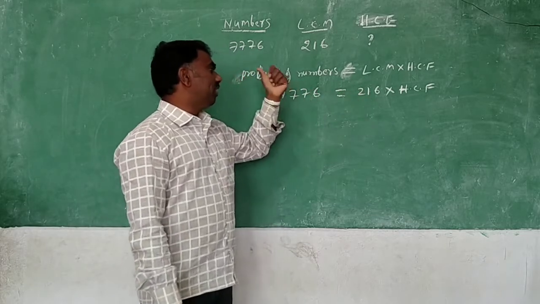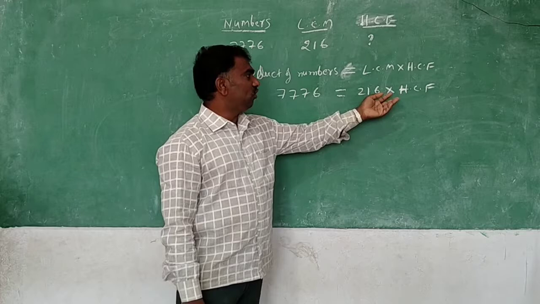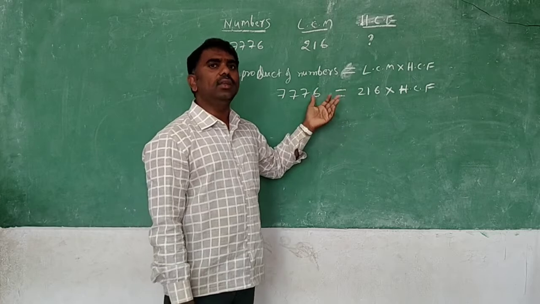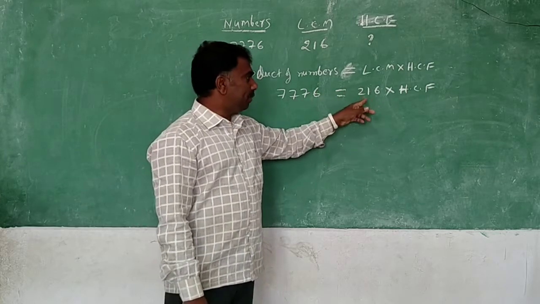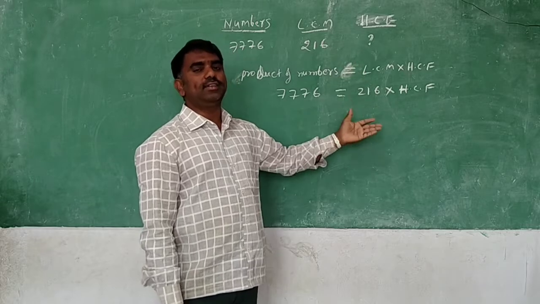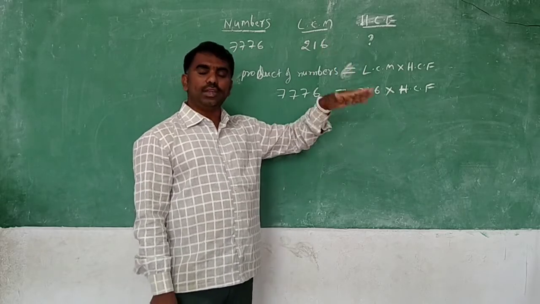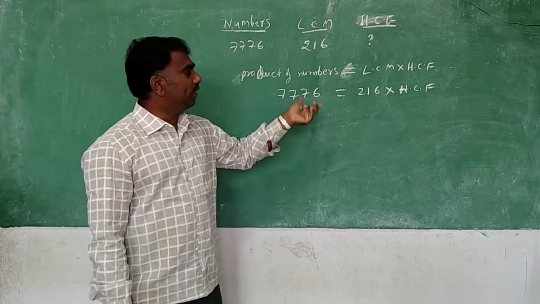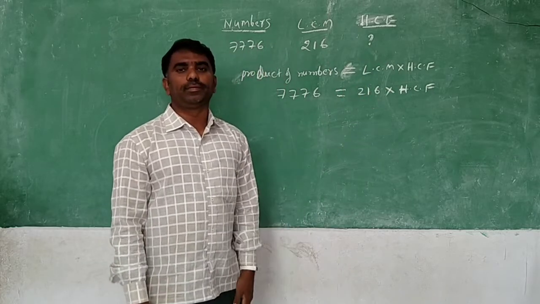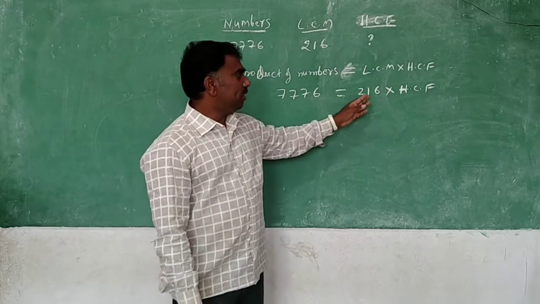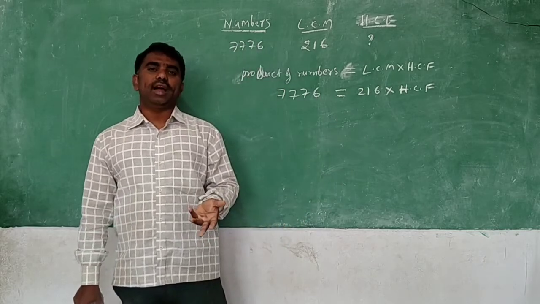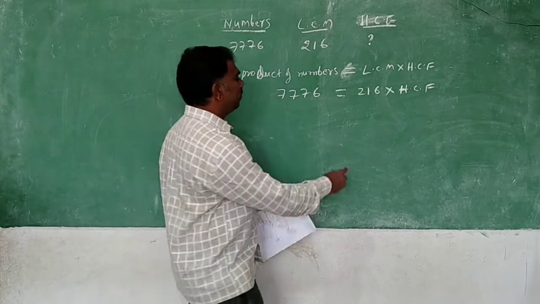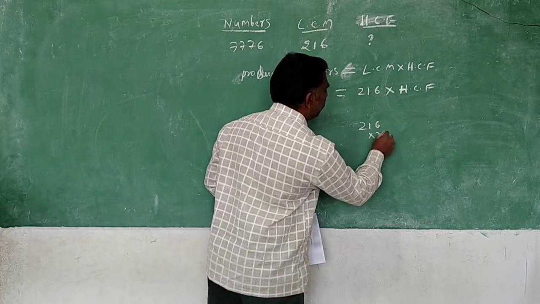In this table, 216 into what will become 7776? Here bigger numbers are there. That's why you guess. Multiply this 216 with 20, with 15, with 14, like that you guess. What number will come? You can think and you can get it. That is the HCF. Can you guess it? Try the 216 table. Table means not only up to 10s. Don't write 1, 2, 3. Like that, first you guess it.